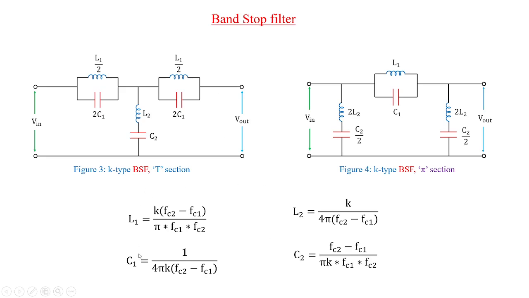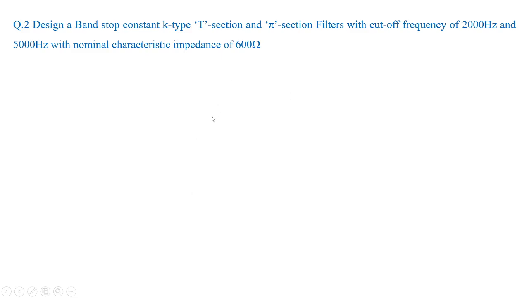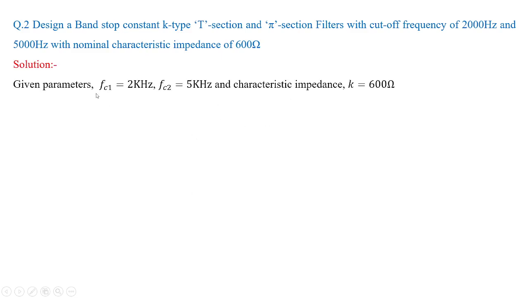Now for the design parameters, you take the values of L1, C1, L2 and C2, which are mentioned in this formula. We are going to derive these formulas in a later section. So first we are concentrating on the design constraints. For that, we are going to take the data given in the second question, that is FC1 taken as 2 kilohertz and upper cutoff frequency taken as 5 kilohertz.